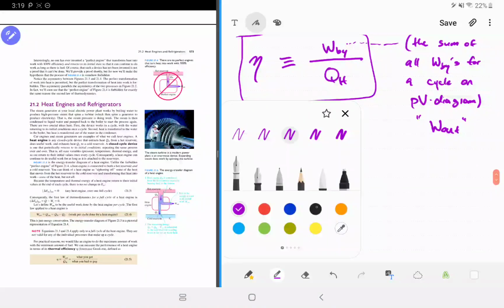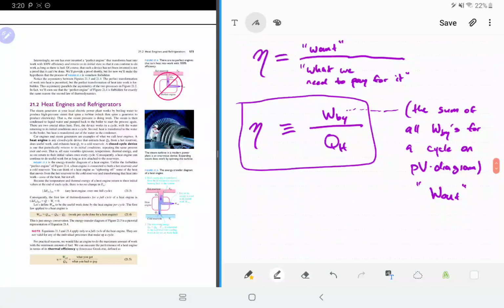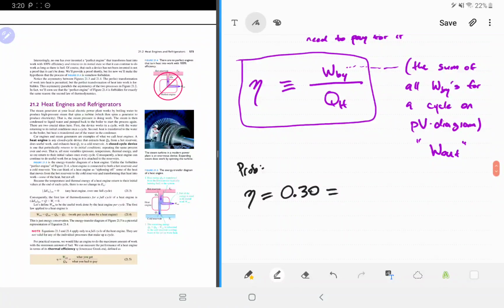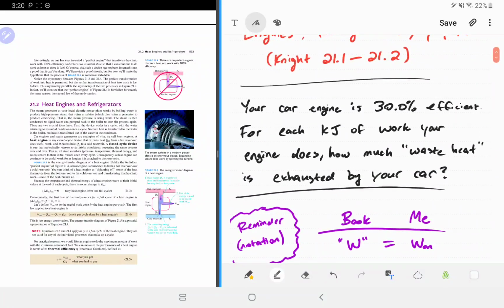With just this understanding of the energy transfers, we can already start to answer this question. Your car engine is 30% efficient. For each kilojoule of work your car engine does, how much waste heat is exhausted by your car? Our problem says that your car is 30% efficient, which means that eta is 0.30. So this is equal to the work done by the system divided by QH. We were told what the work done by the engine was: for every kilojoule of work your engine does, so we're going to set W by equal to 1 kilojoule.